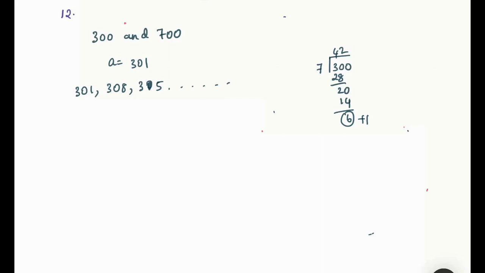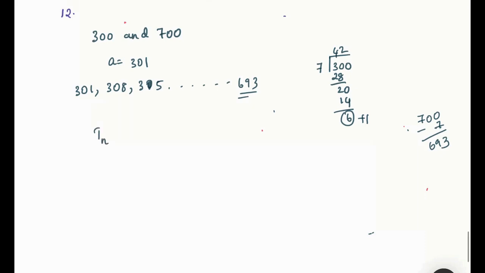Then finally you have between 300 and 700, so you cannot take 700. 700 is already divisible by 7, minus 7, that is 693. So this will be a series. Using the series, you need to find out how many terms are there in this. Only then you can find the sum.